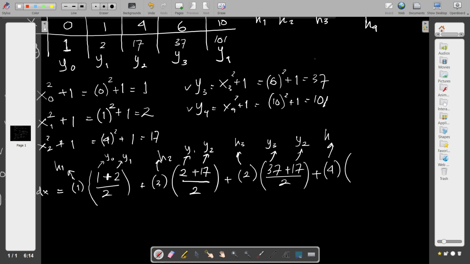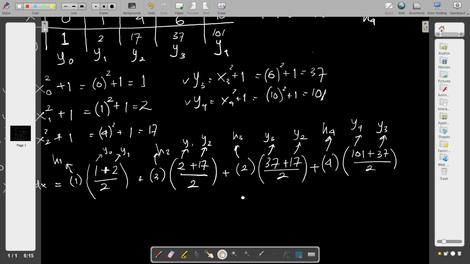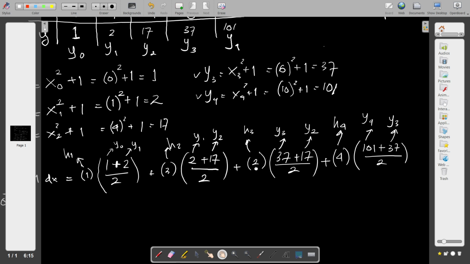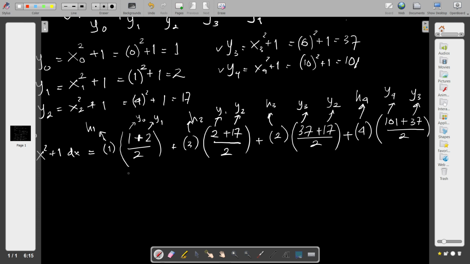This is h4 and then y4 plus y3, where y4 is 101, and this must be y3, so our y3 is 37, divided by 2. We don't have h5, so this calculation is enough, and you can use your calculator to calculate all of this, and the final result is 360.